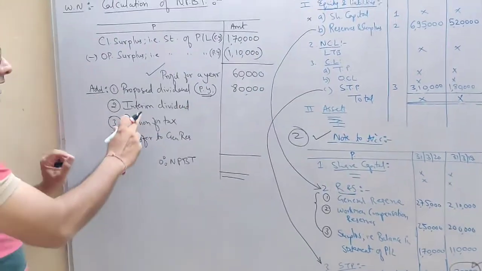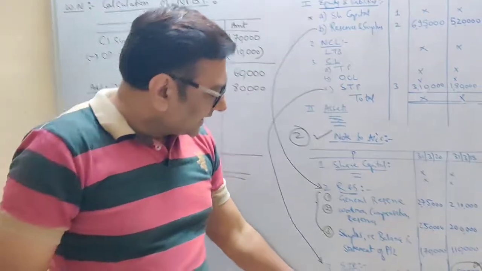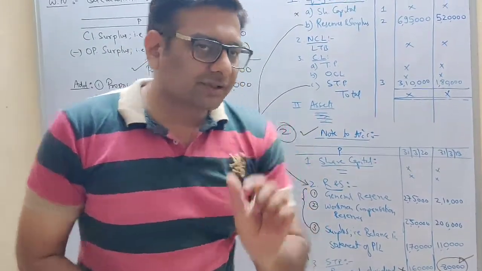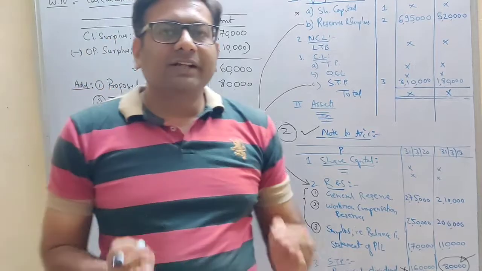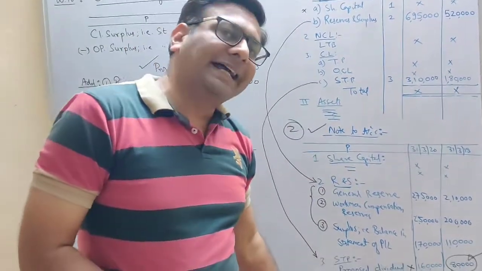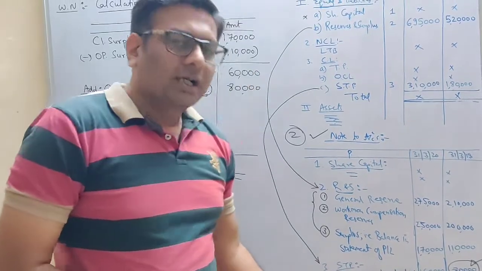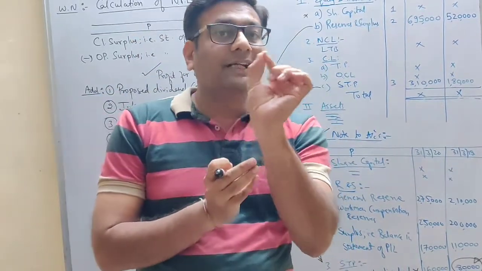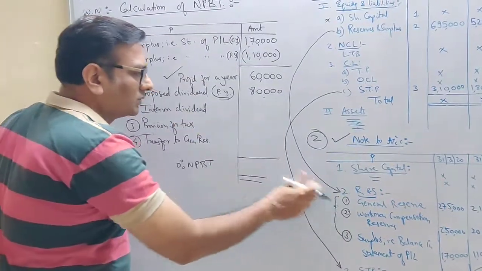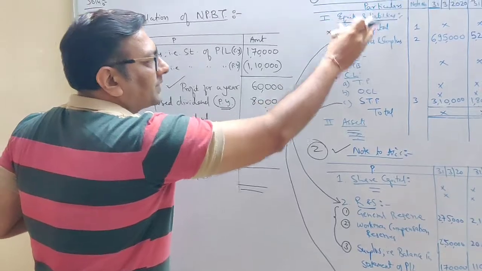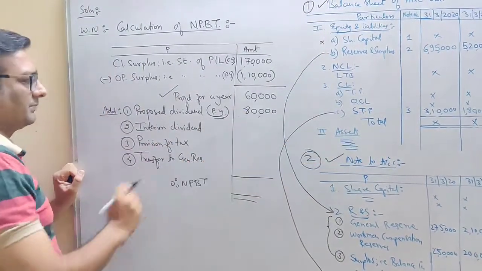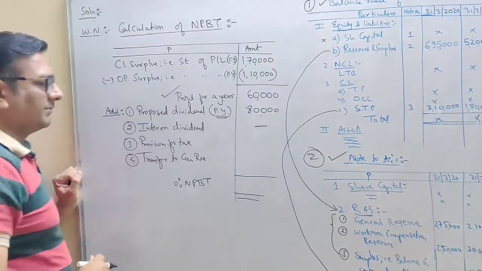Next item, interim dividend. In the entire question, interim dividend is given nowhere. And make a note of this, students. Interim dividend will always be given to you as additional information, or you can also see it in the question under adjustment. It won't be given in a note to account, it won't be given in the balance sheet. They will write this as additional info or adjustment. In this sum it is not given.